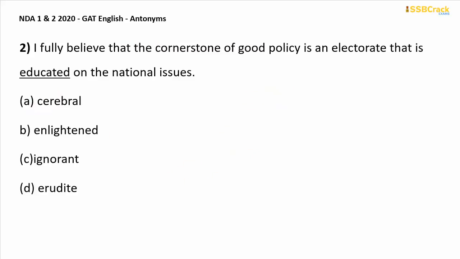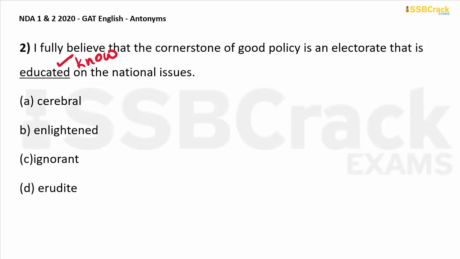I fully believe that the cornerstone of good policy is an electorate that is educated on the national issues. Educated means when you know about something. When I say I am an educated woman, that means I know some of the things, right? I know some of the subjects. I'm educated, I'm knowledgeable about something. So when you are not educated, you are ignorant. You don't know anything, right? So here you go, the word that you have already got, option C, ignorant.